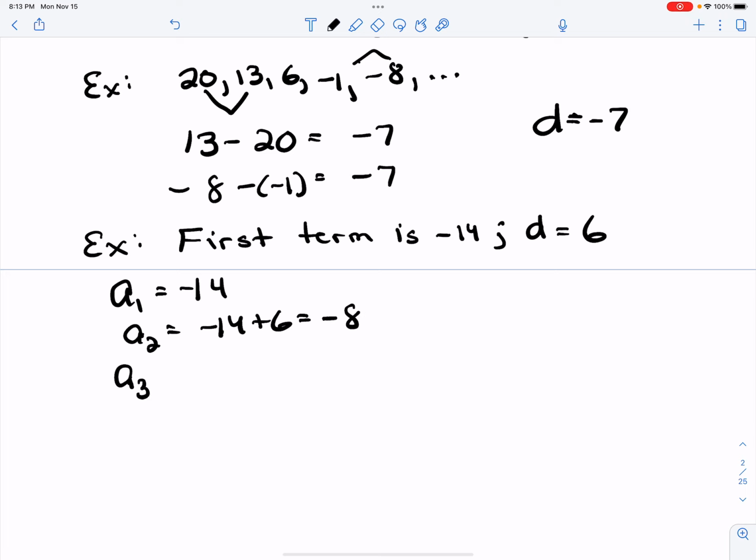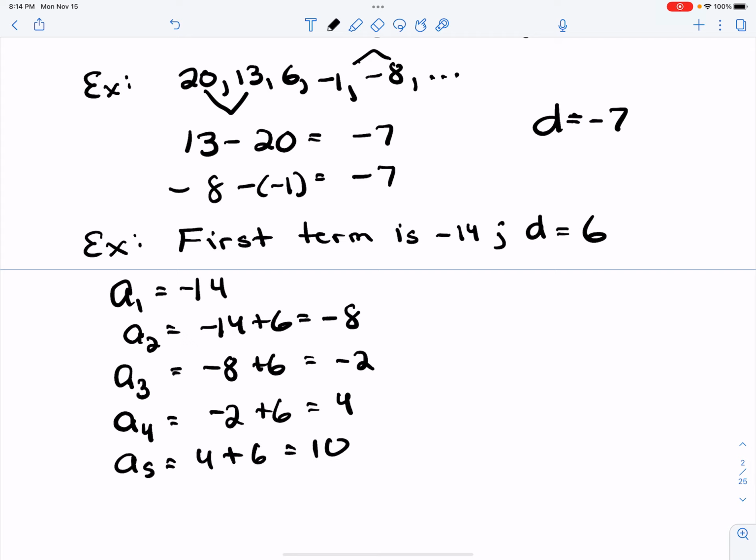For a sub 3, you can take -8, add 6, you get -2. A sub 4, you take -2, add 6, you get 4. A sub 5, you take 4, add 6, you get 10. So for that sequence, you've got -14, -8, -2, 4, and 10. Those are the first 5 terms of that arithmetic sequence.